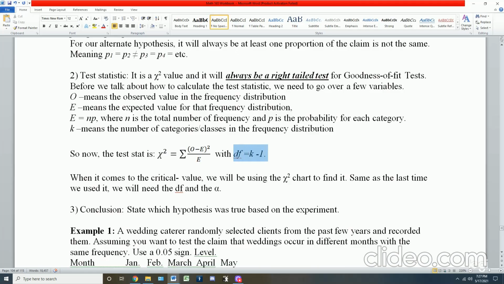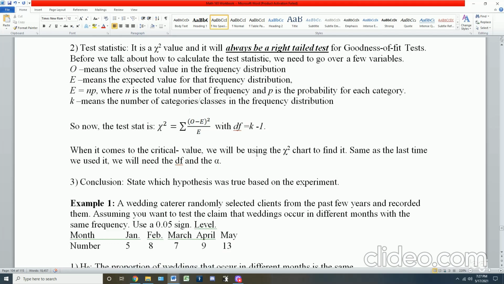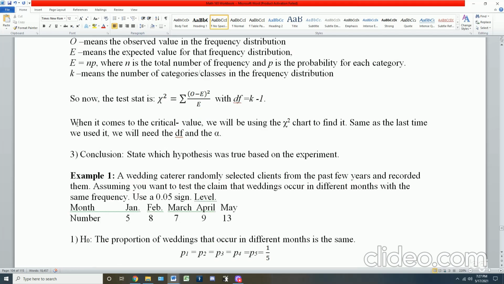Now we also have K minus 1 degrees of freedom. This is the only one that's going to be a little tricky. When we calculate our critical value, it's always K minus 1, so the number of categories minus 1. For our critical value, we use the same thing as the chi-square distribution. We use an alpha and degrees of freedom, which is going to be right here. And then finally, we just state a conclusion based on it.